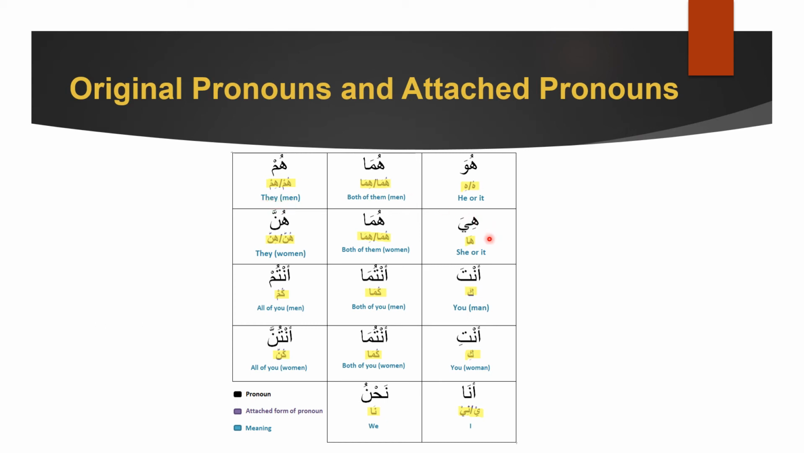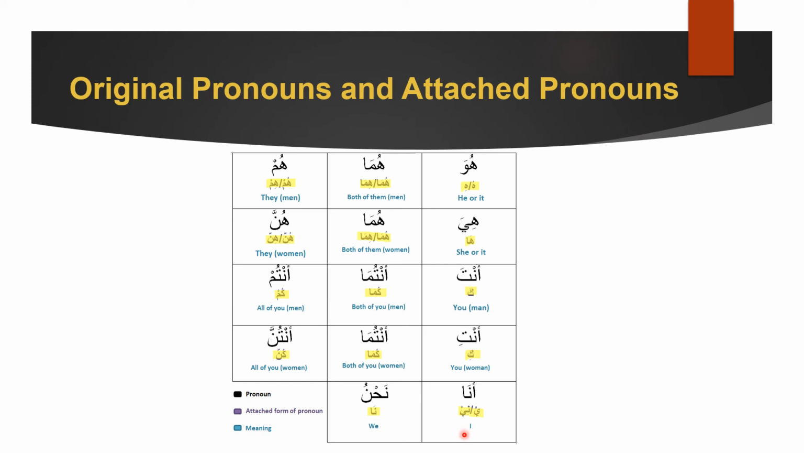Hiya, ha, huma, hima, hunna, hinna. Until now, the attached pronouns are similar to the original pronouns. Only the ha is a little bit different, hu and ha. The rest of them are pretty much the same. Now, anta, ka, antuma, kuma, antum, kum, anti, ki, antuma, kuma, antunna, kunna. And by the way, these ones had two versions of attached pronouns, and this one has only one attached version.